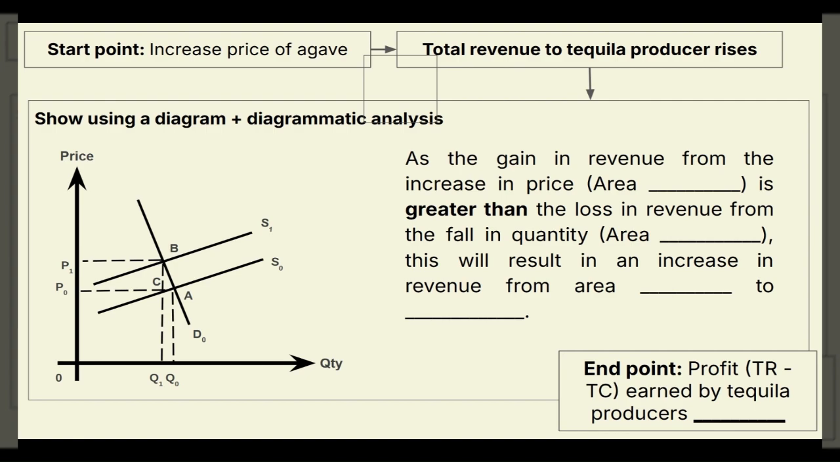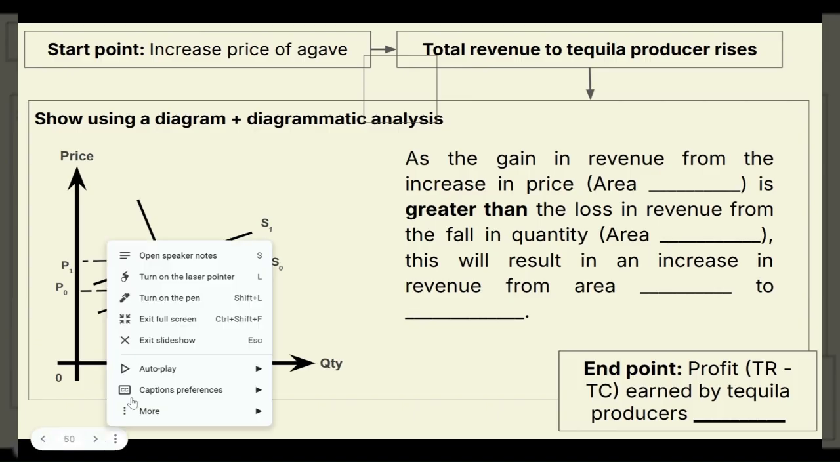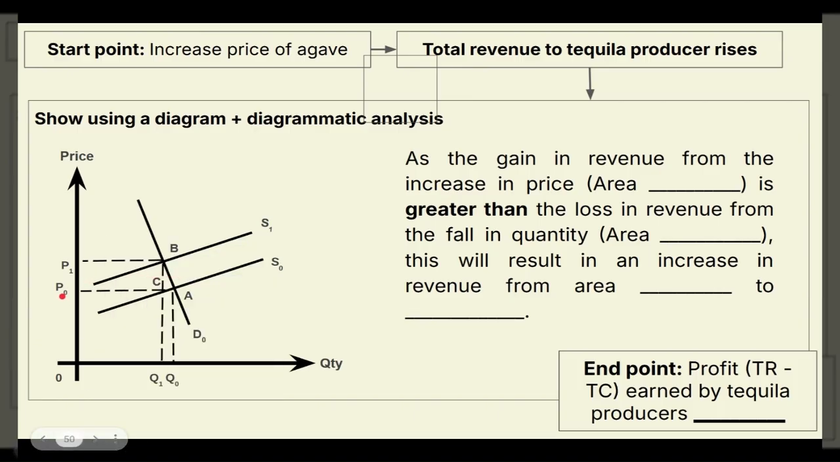Firstly, we need to establish the initial total revenue. Initial total revenue is the initial price, which is P0, times the initial quantity, Q0. So the initial total revenue is 0, P0, A, Q0, this red box over here.